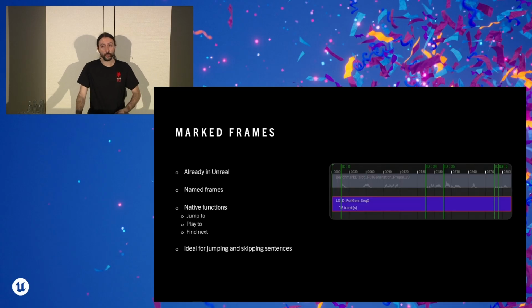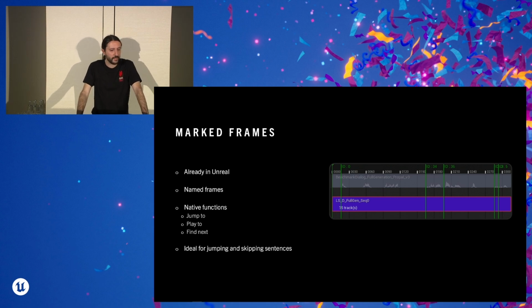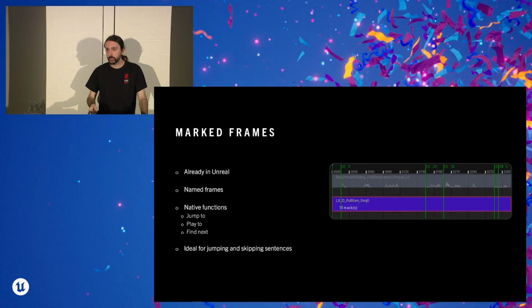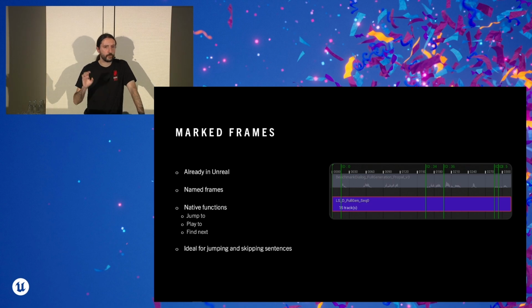Marked frames, use them. They are great. It's in the engine. We didn't use them in Swansong. You basically find a frame that you like, you give it a name, and it will show up like that. So what we did is we automatically named the frame for each line with the ID of the line. And with that, you have a bunch of native functions inside of Unreal that allow you to jump to a marked frame, to play to a marked frame, to skip, to find the next one. So it's great for jumping around.